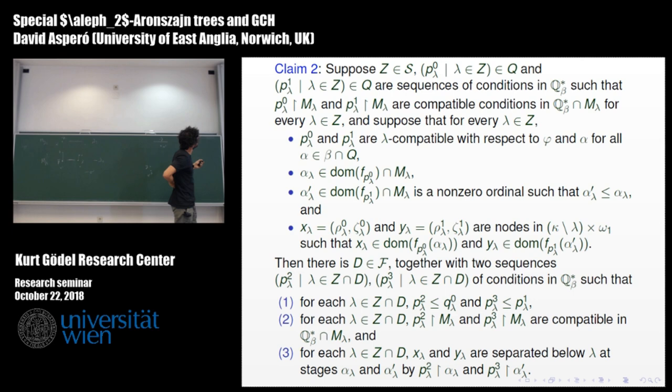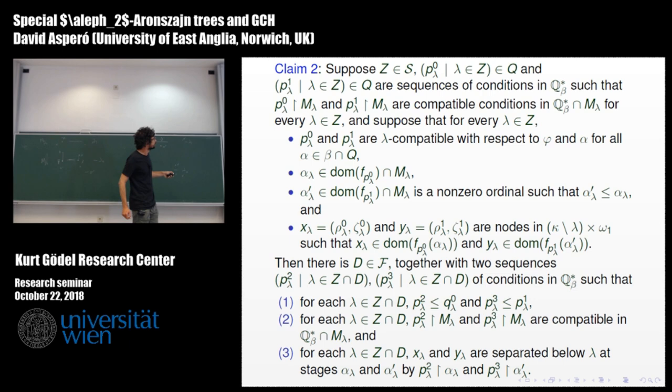P0 lambda, P1 lambda, each lambda compatible with respect to phi and alpha, for every alpha here. You have a stage in F in the domain of P0 lambda, and one in P1 lambda, alpha lambda prime, and you have nodes coming from these two stages of height at least lambda. Suppose you have these objects, then find this measure one set so that when I intersect it with the original one, I can find extensions P2 lambda, P3 lambda of this, Q0 lambda, Q1 lambda, this should be a P, sorry.